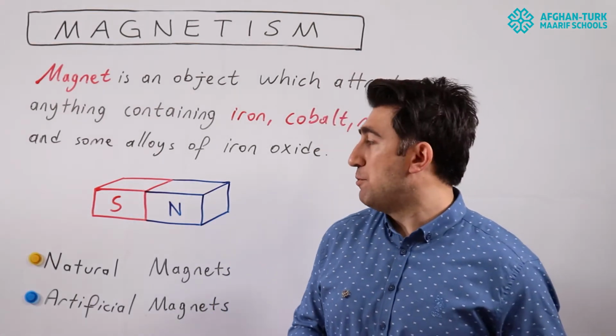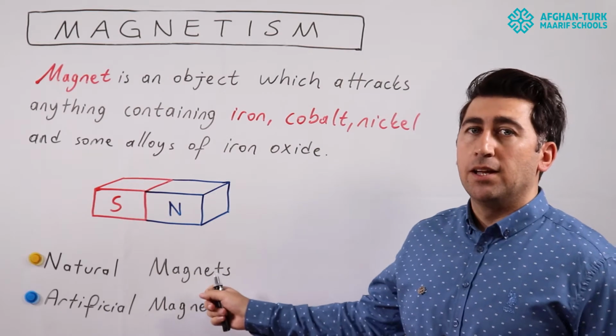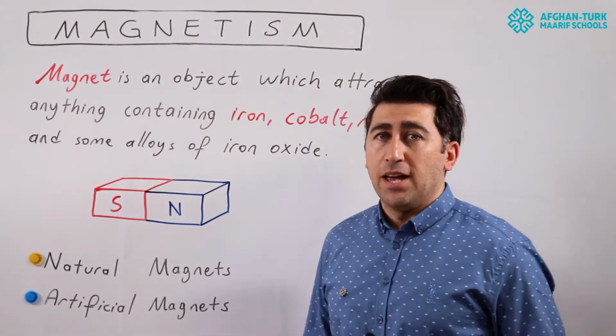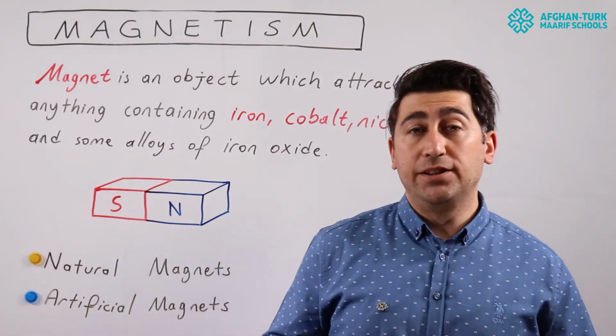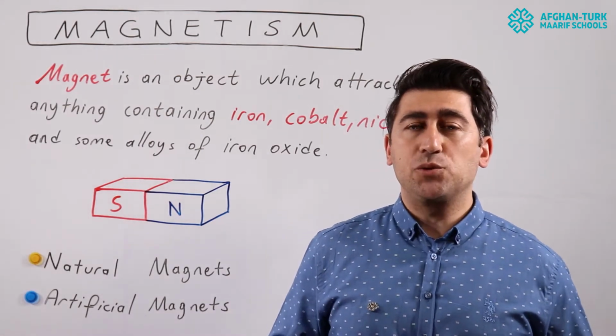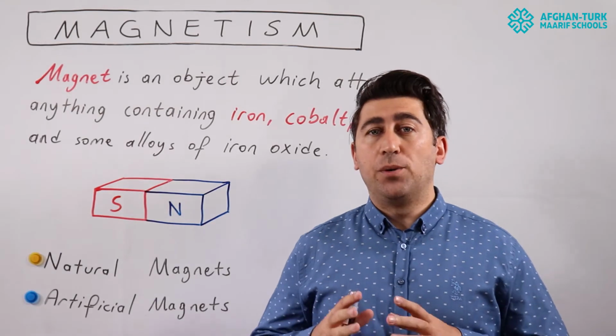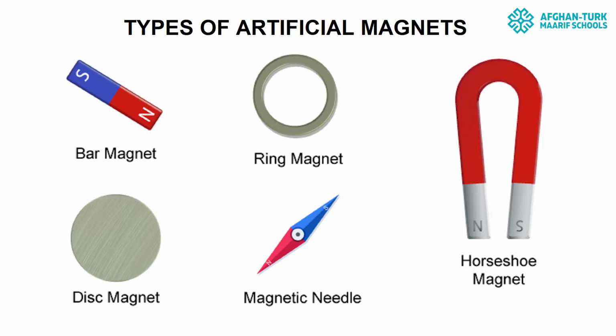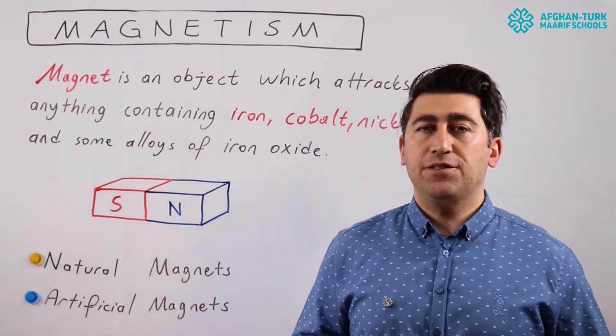There are two types of magnets in the universe: natural magnets and artificial magnets. Natural magnets can be found in nature, and artificial magnets are produced in various shapes for different purposes. Cylindrical, U-shape, ring, disc, and bar magnets are the most common types of artificial magnets.